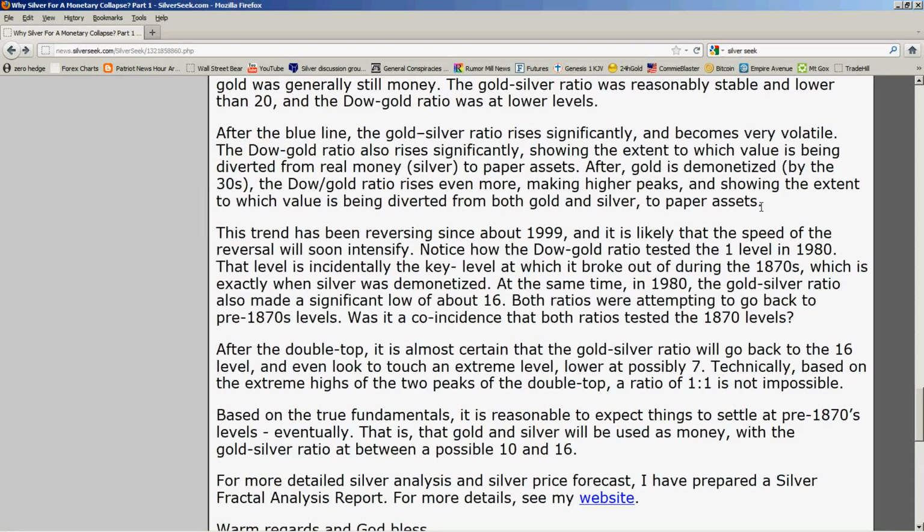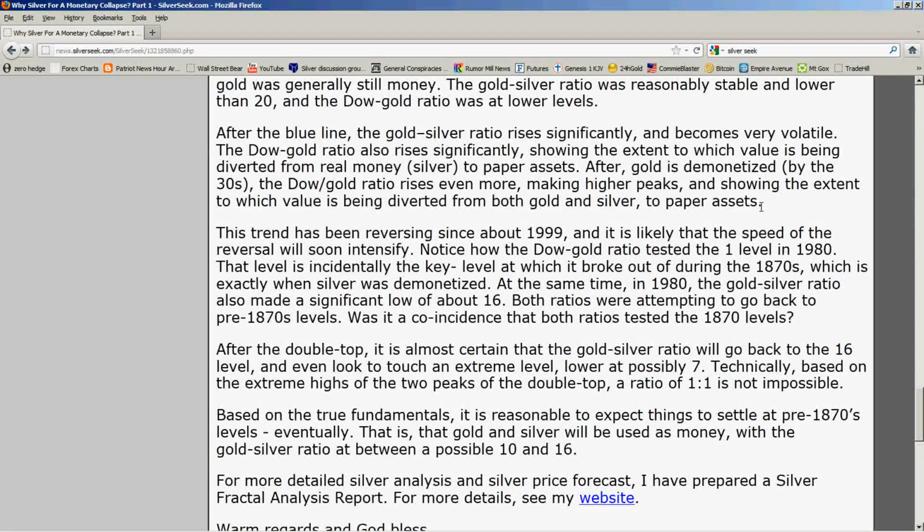This trend has been reversing since about 1999. It is likely that the speed of the reversal will soon intensify. Notice how the Dow-gold ratio tested the 1 level in 1980. That level is incidentally the key level at which it broke out during the 1870s, which is exactly when silver was demonetized. At the same time in 1980, the gold-silver ratio also made a significant low of about 16. Both ratios were attempting to go back to pre-1870 levels. Was it a coincidence that both ratios tested the 1870 levels?